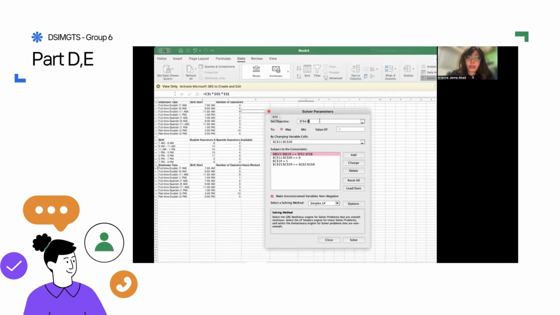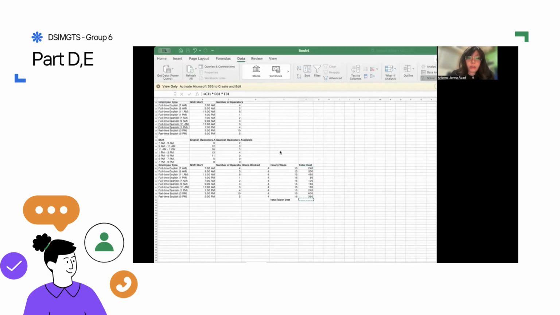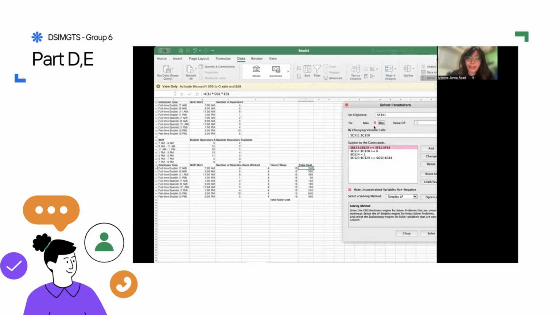In solver, we set the objective to minimize the total labor costs, and the decision variables are the number of operator cells in C11 to C20. The constraints include ensuring the number of operators meets or exceeds call demands for each shift, limiting the number of English-speaking full-time operators starting at 1 p.m. to 1, and ensuring that all decision variables are non-negative integers.